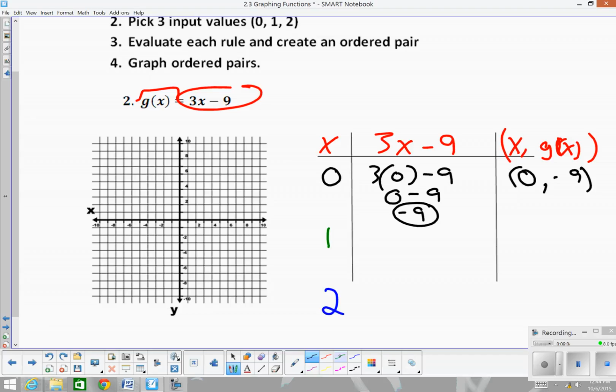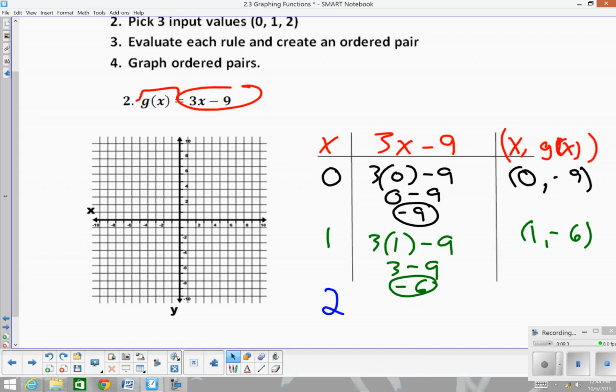Awesome. So I'm going to go ahead with my number 1. So I'm going to have 3 times 1 minus 9. I go ahead and evaluate. 3 times 1 is 3, minus 9. 3 minus 9 is negative 6. So input of 1, I output a negative 6. My ordered pair is going to be 1, comma, negative 6.